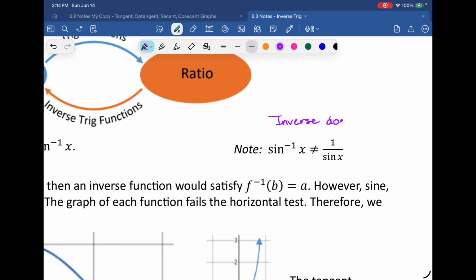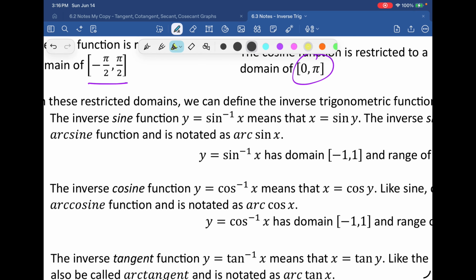For the inverse sine, there are two ways you're going to see it. If I resolve this for x, I get x equals sine y. The inverse sine function is sometimes called arc sine, and is labeled as arc sine x. These two, inverse sine and arc sine, are literally the same thing, kind of like how y equals f of x, y is f of x. They mean the same thing.